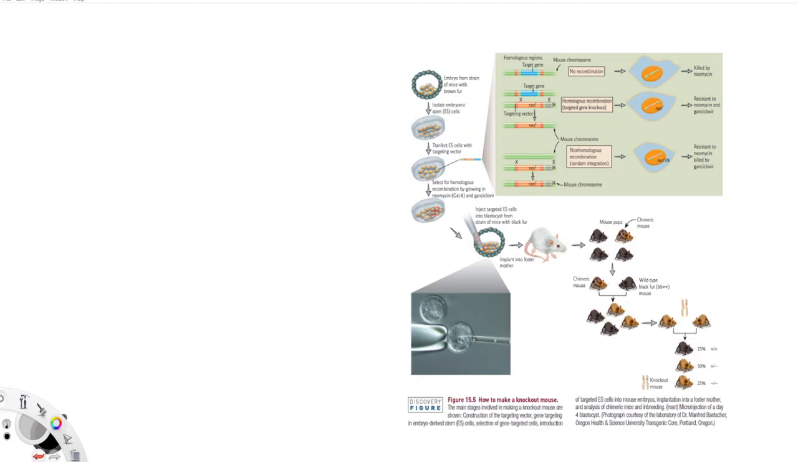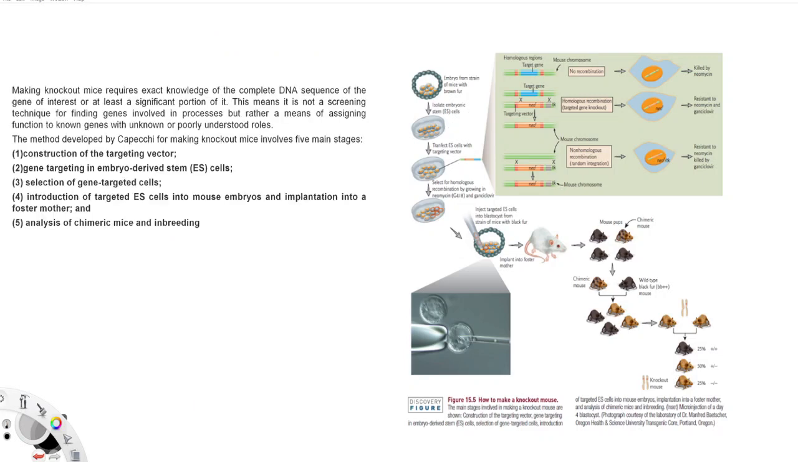But let's look at a theoretical point of view and what does the literature say about it. Making this mouse a knockout mouse, obviously it's going to require some expertise and a very good knowledge of the complete DNA sequence of your gene of interest, at least quite a significant portion of it, which means that this is not a screening technique. You're not trying to screen to actually find out the gene involved in the process. And according to this method, you are going to follow 5 steps.